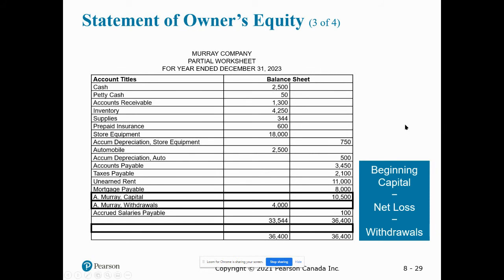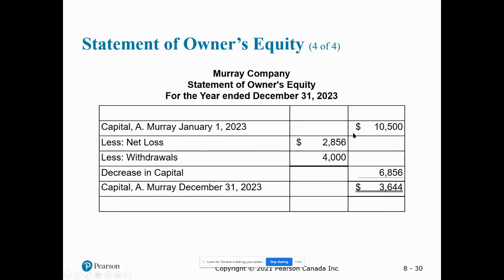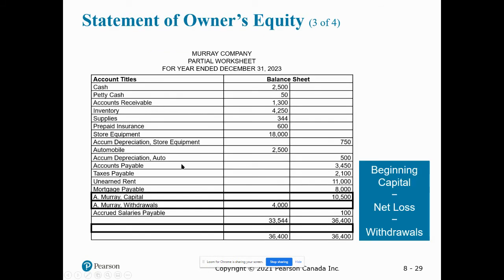So remember that the statement of owner's equity, we start with the beginning capital. We account for the net income or loss for the year. And then we take off any withdrawals to leave the ending capital number. So in this example, on page 406, problem 8-4B, it shows us the opening capital. Sorry, I'll just take a step back here. On the balance sheet, our opening capital number is $10,500. That's the opening capital. The withdrawals are $4,000. This is where we get these figures. From the worksheet, we know that the net loss was $2,856.